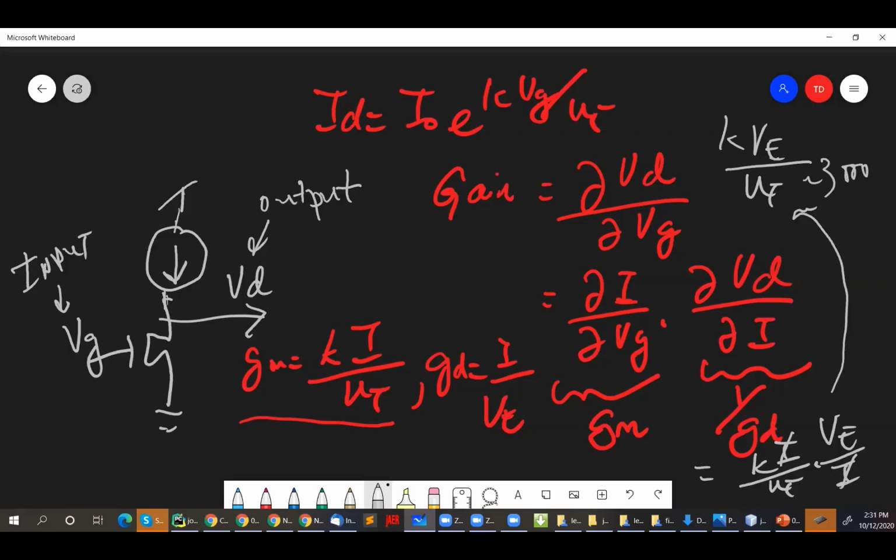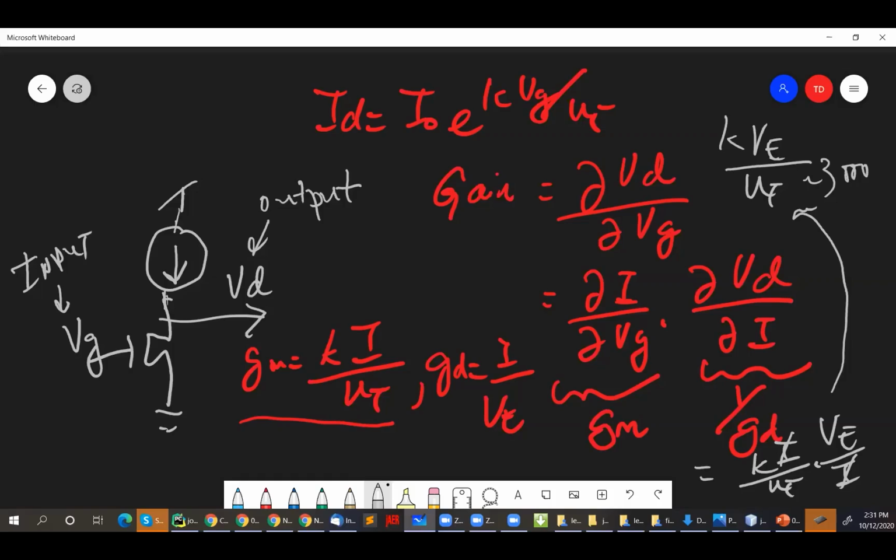And you can use this equation of computing the gain with GM over GD. You can also use it for the transconductance amplifier that you'll learn later. Okay, all right. Any questions? Moving on from here?